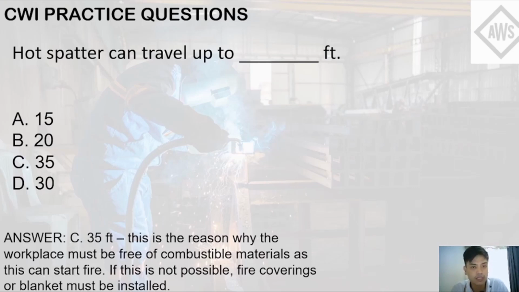If this is not possible, you have to provide fire blankets or fireproof coverings for the possible combustible materials that can be ignited by hot spatter. A fire watch can also be assigned at the site, to have a continuous stream of water and basically be on watch for hot spatter being spread throughout the workplace.